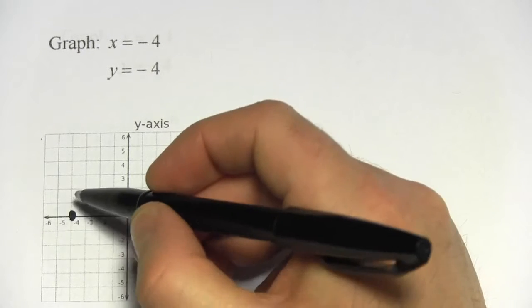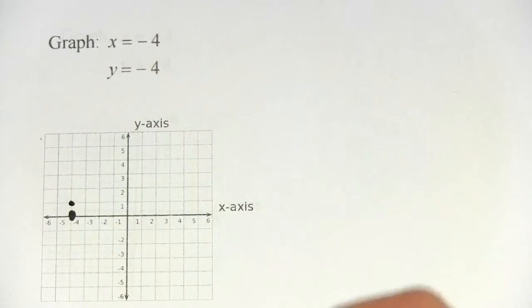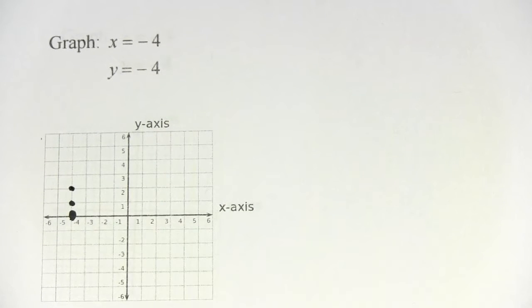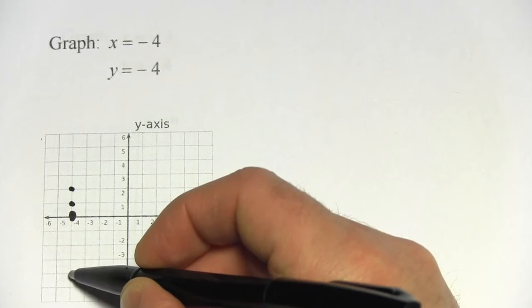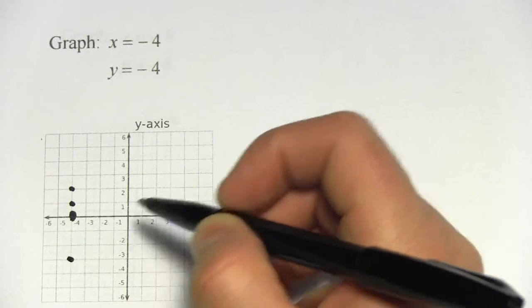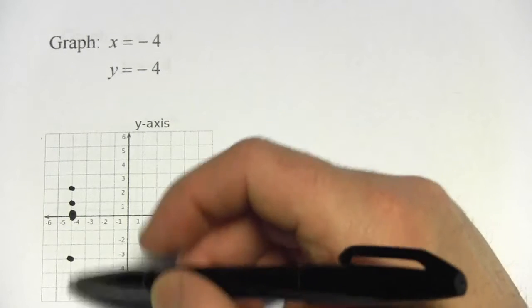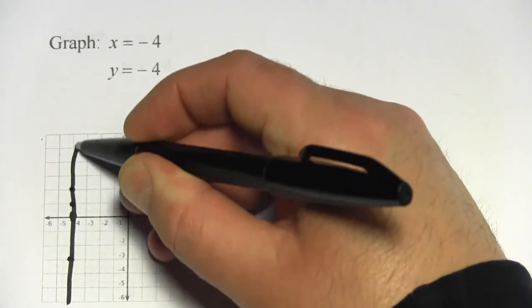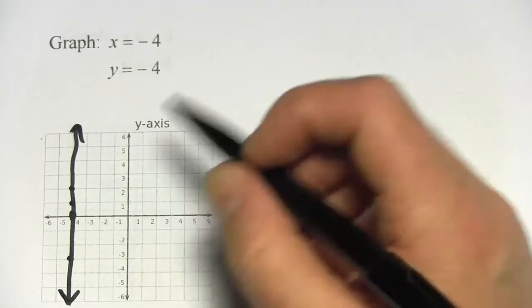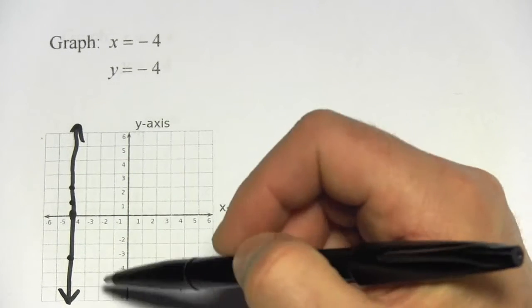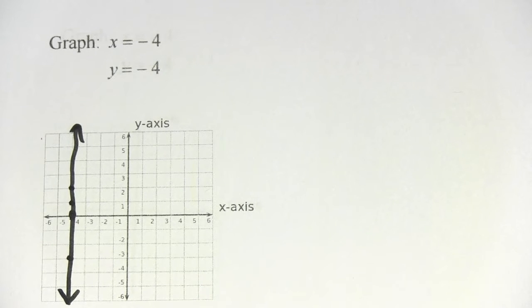So the point where y equals 1 but x equals -4 would be on that line. The point where y equals 2 and x equals -4 would be on that line. The point where y equals -3 and x equals -4 is going to be on that line. So you can see we're going to get a vertical line. When you see x equals some number, it's a vertical line at that point on the x-axis.